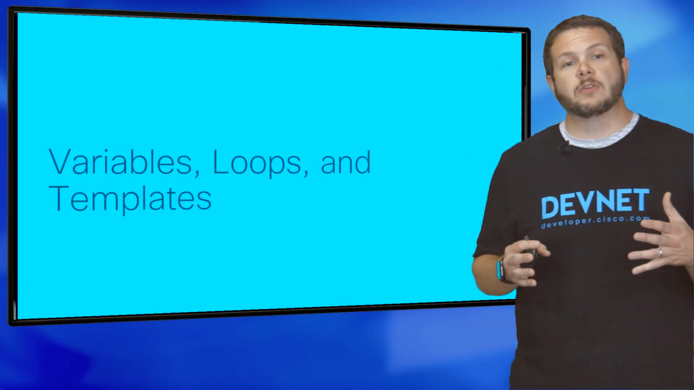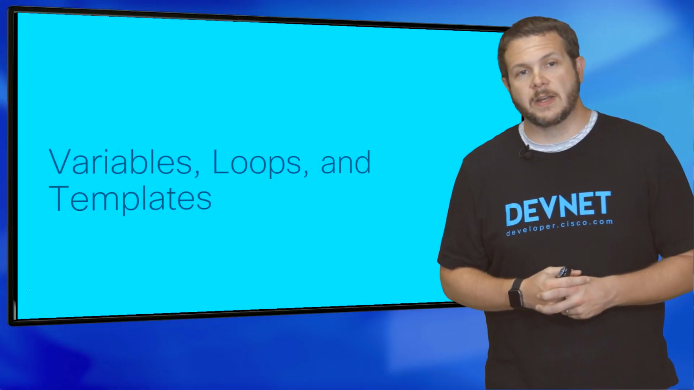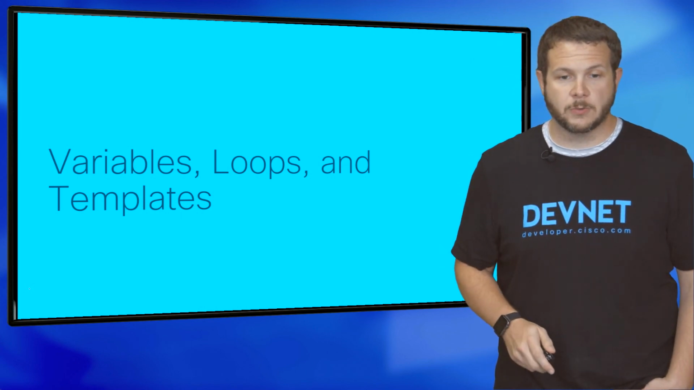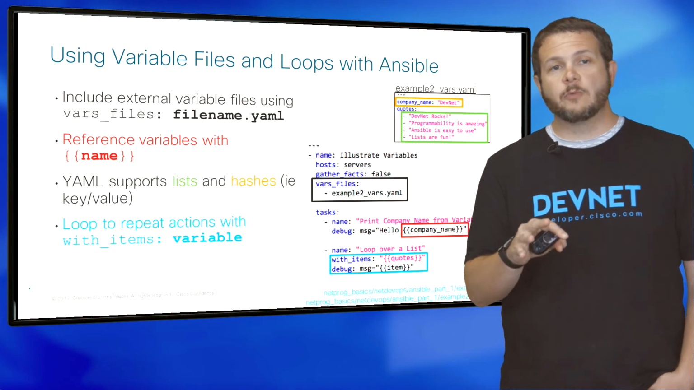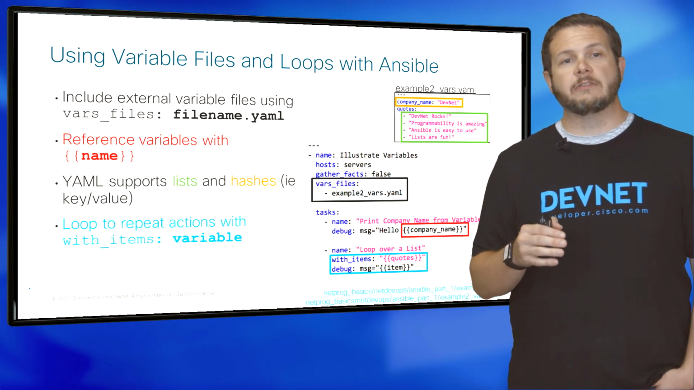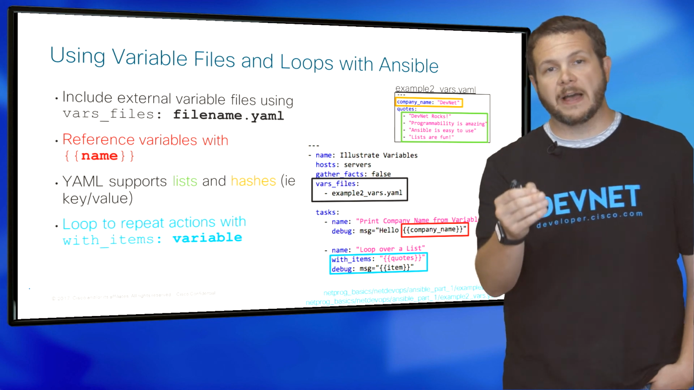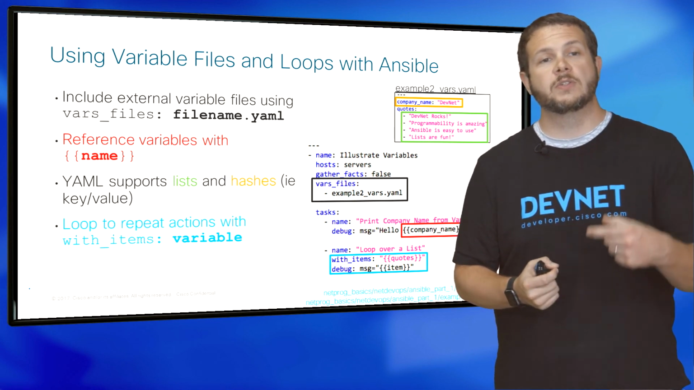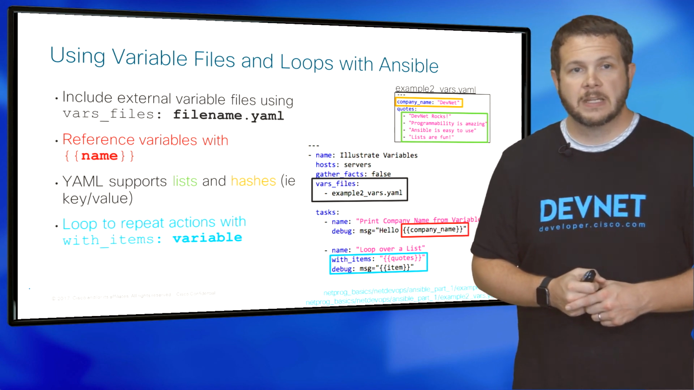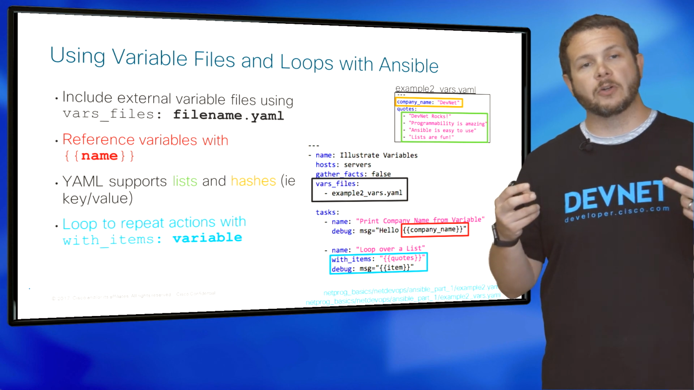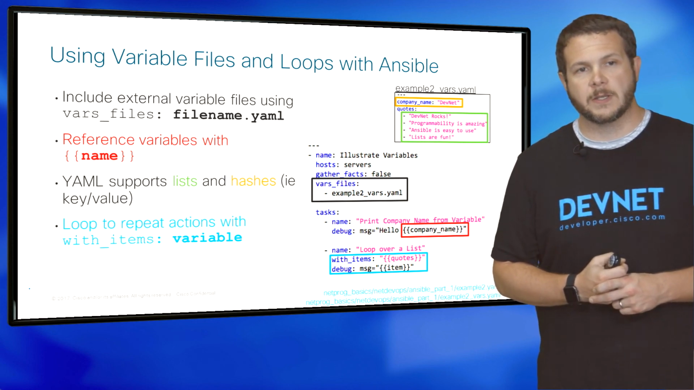Now that we've seen how we can create playbooks and looked at some of the details in there, let's dive a little bit deeper into variables, loops, and templates and how those might be used. There are lots of ways to get variables into your Ansible playbooks, but a common one is to actually create a separate YAML file that lists all of your variables and then include those inside of your playbooks using a vars_files key. Now once you've done that, you can reference those variables by just using the double curly braces and then the name of the variable that's in there.